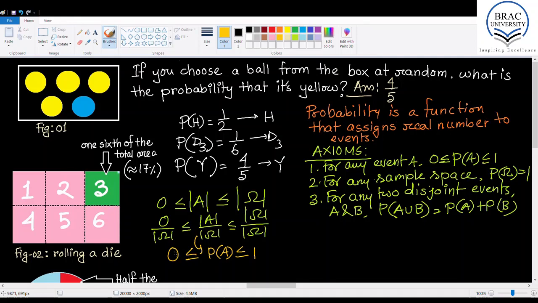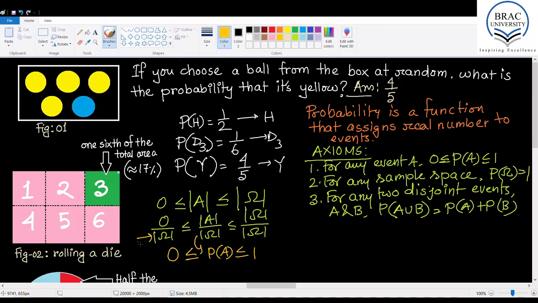And here note that the cardinality of the sample space, which is this modulus omega, cannot be 0. It must be a positive figure. That is why when it's dividing 0, it gives 0 as a result. And yeah, it cannot be negative as well. That's why the direction of the inequality signs is preserved. So yeah, we have proved axiom 1.